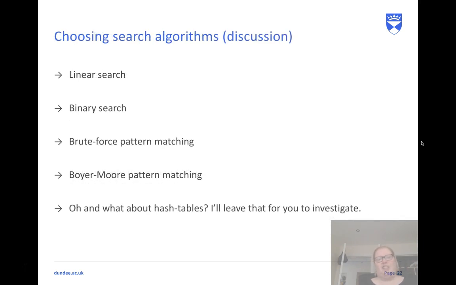So, we've got searching algorithms. We've got linear search and binary search, which is looking for one character or one integer in a pattern. Then we've got fractal pattern matching, the brute force pattern matching, the bad character rule pattern matching. And you could actually use hash tables, which we talked about a number of weeks ago. I'm going to leave that for you to investigate.